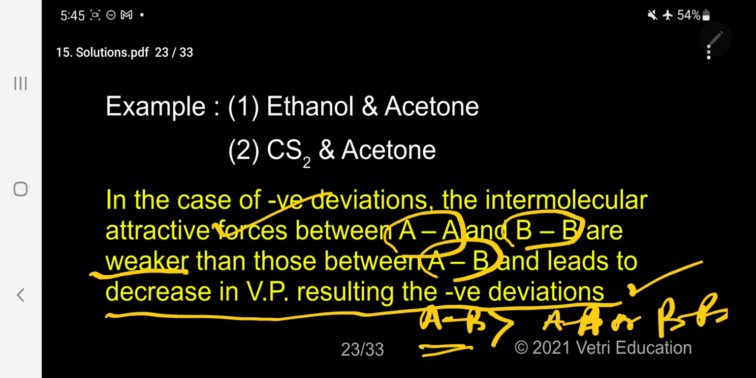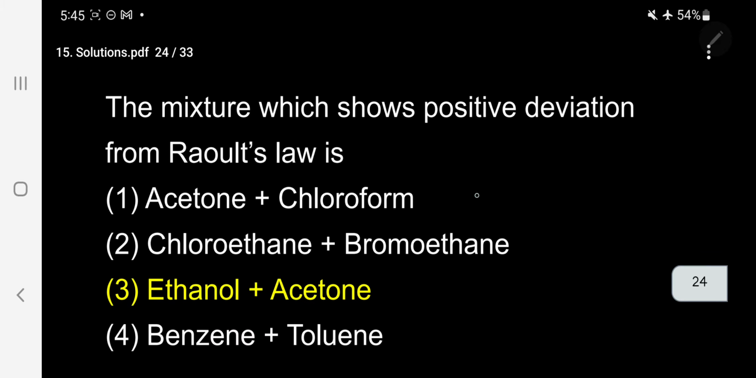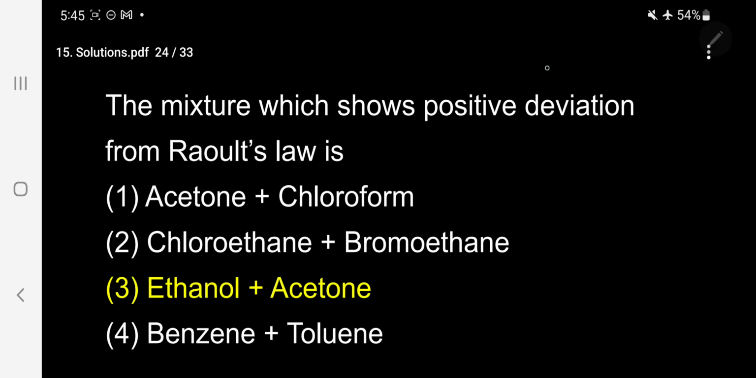Intermolecular attraction: when the AB interaction is greater, it is a negative deviation. Kindly follow. So now, coming to the questions.